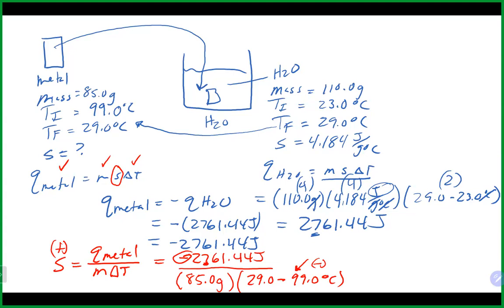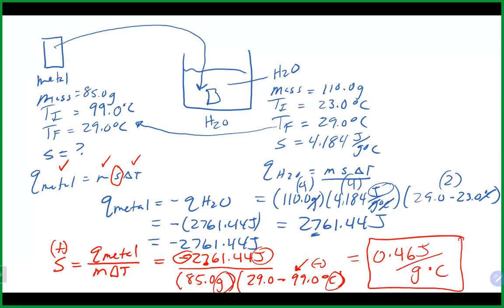That's going to give us a specific heat capacity here of 0.46. The units do not cancel, so they all stay: joules per gram per degree Celsius. And that is the definition of specific heat capacity, all three of those units, right? The energy, which is joules per gram per degree Celsius. I rounded it at 2 sig figs. Why?